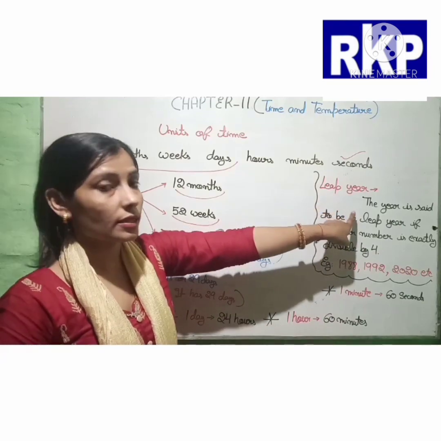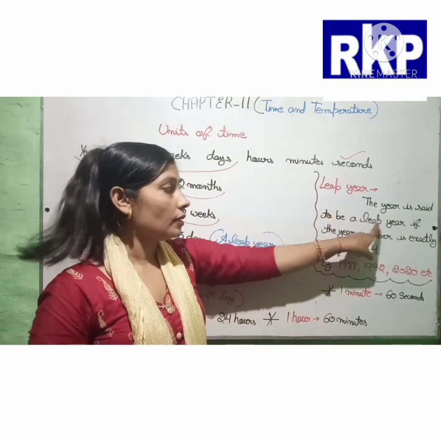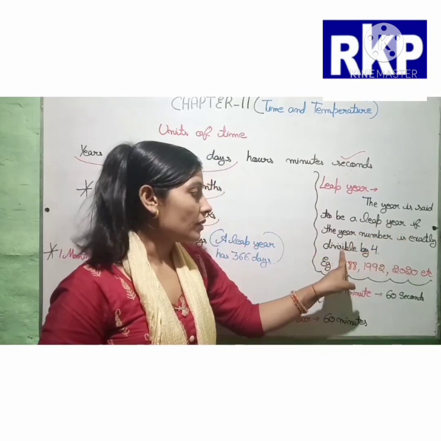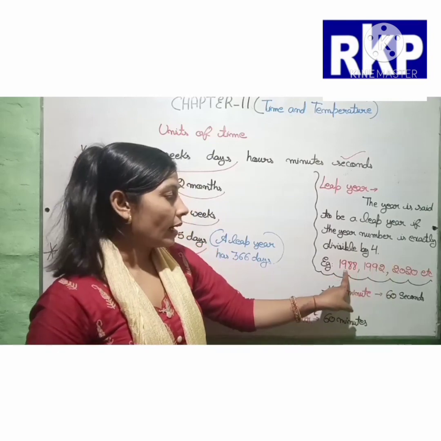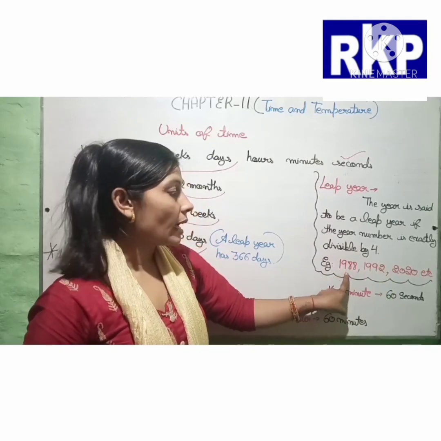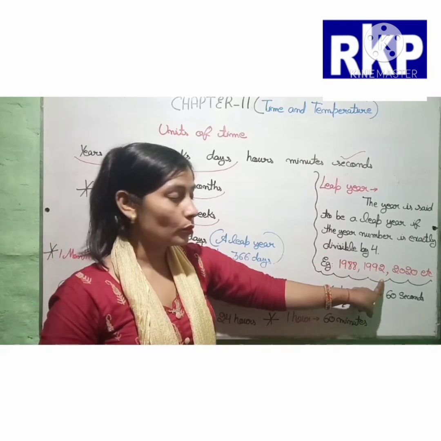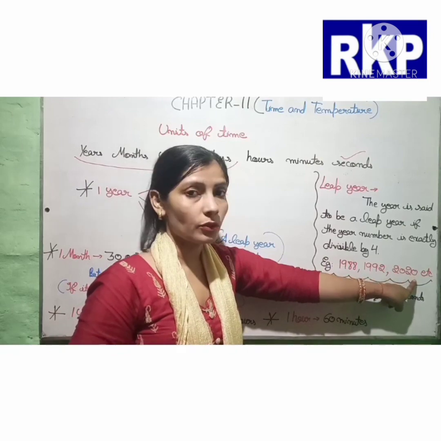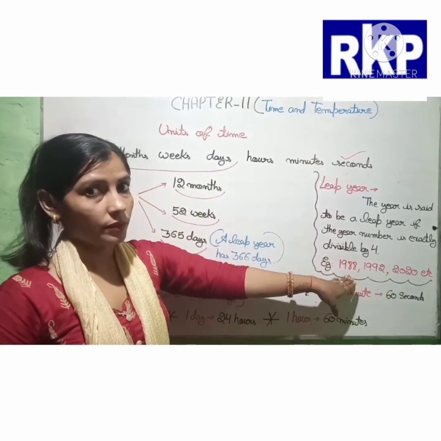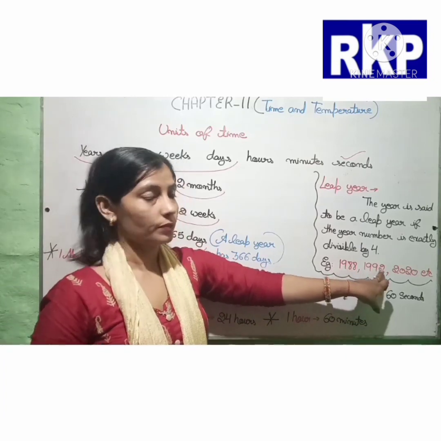Yes, here you can see the year is said to be a leap year if the year number is exactly divisible by 4. And here you can see 1988, 1992 and 2020, etc. These are leap years, okay, because these all are divisible by 4.